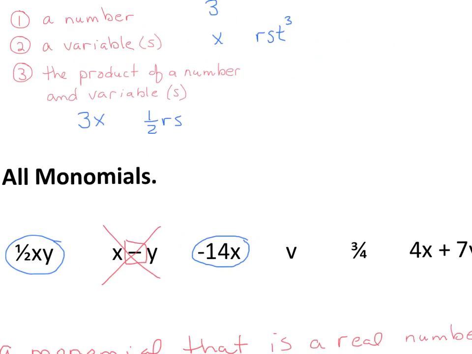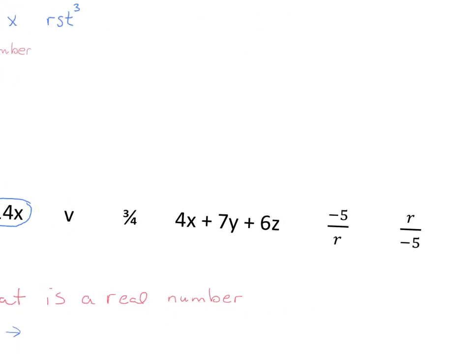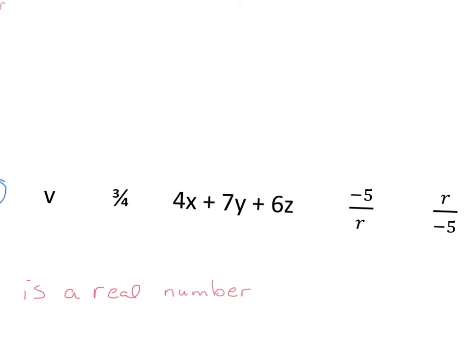All right, and kind of moving over here, my next one is v. Okay, v does work because it's just a variable, and that's allowed. 3/4. Yep, that's good because it's a number. Doesn't matter if it's a fraction or not. Now, when I look at this guy, I have some problem areas again. I have all these pluses here. That's no good, all right? So this is not a monomial. It can't have lots of parts.